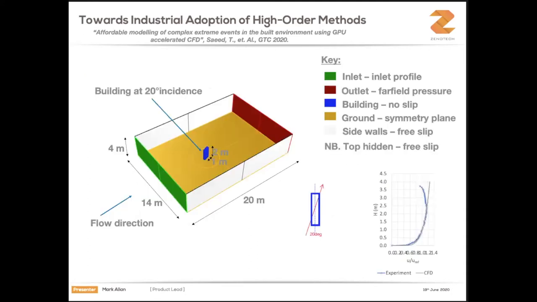The model setup is a standard inflow and outflow boundary condition. We didn't have tunnel wall boundary conditions on the floor. It was slip walls on the side and the top. We did have an inlet velocity profile at the bottom right. You can see how it compares with the experiment. And the building was orientated at about 20 degrees to the flow direction.